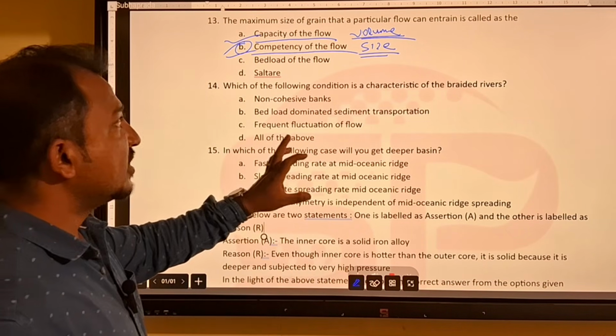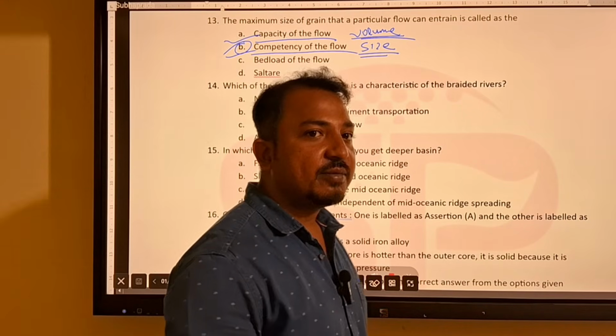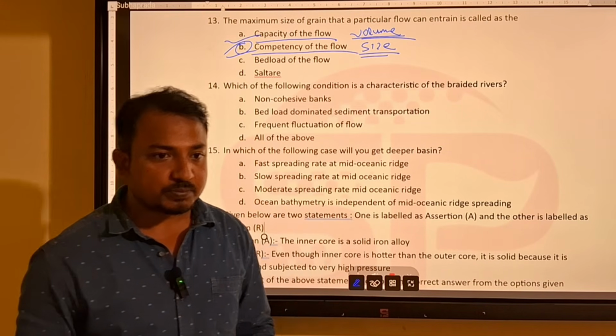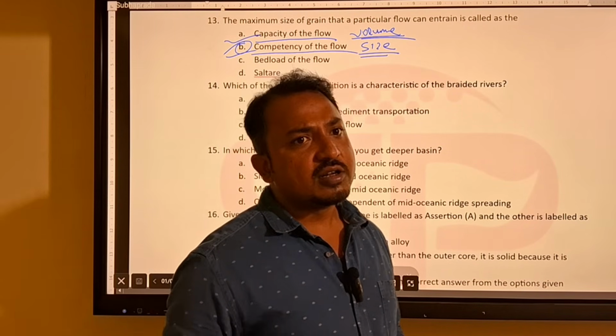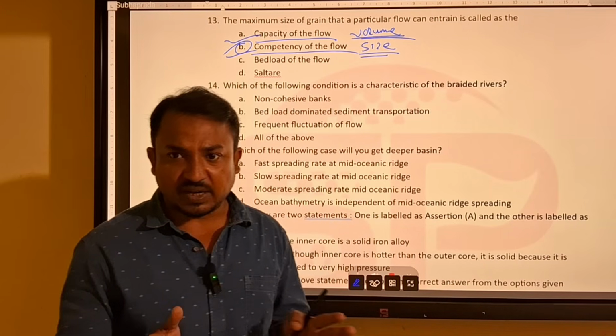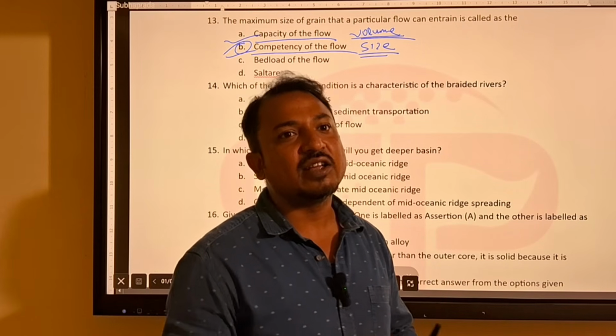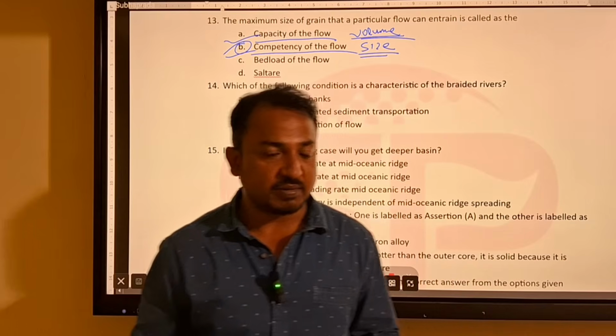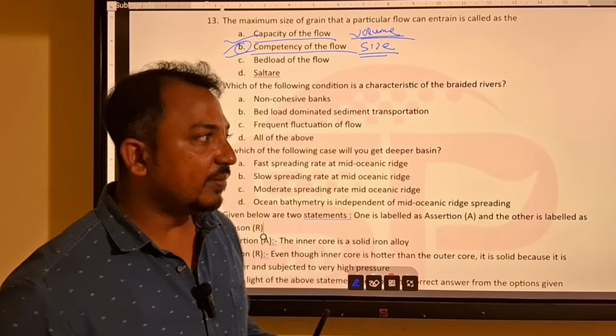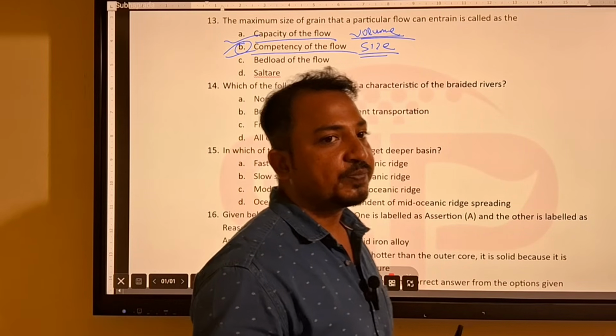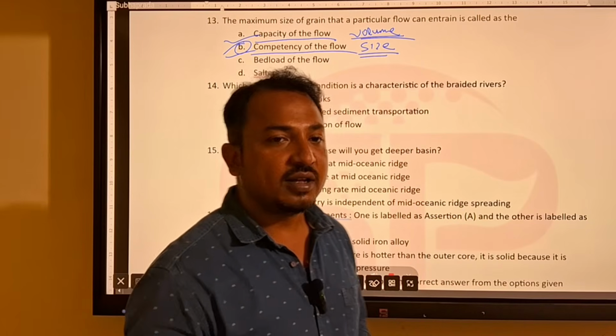Then, which of the following conditions is characteristic of a braided river? So what is a braided river? In the river channel, the river will bifurcate and again reunite. That is called a braided river. The bifurcation occurs because of deposition of braided bars within the river channel.